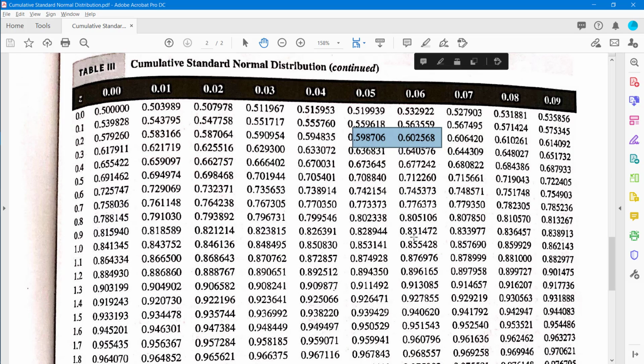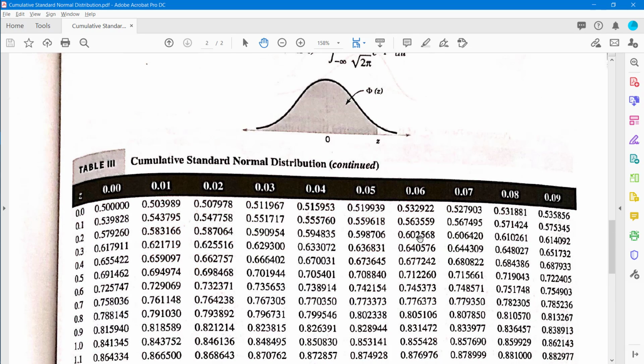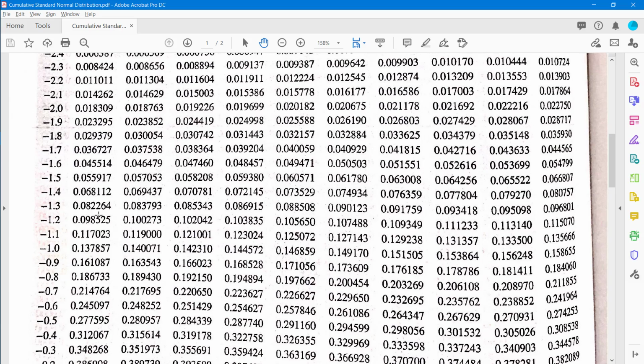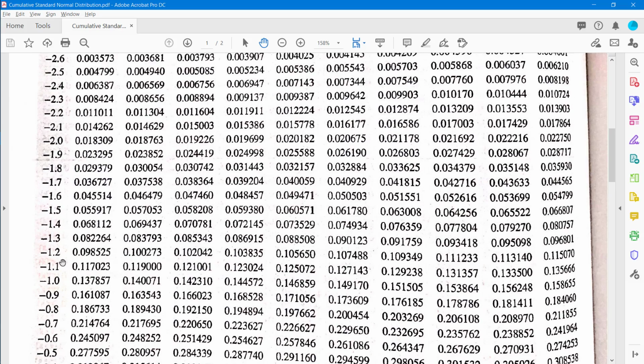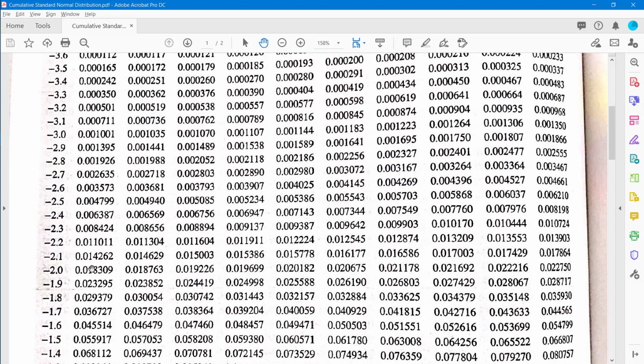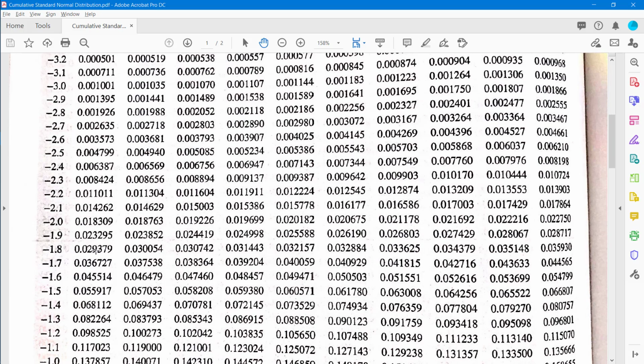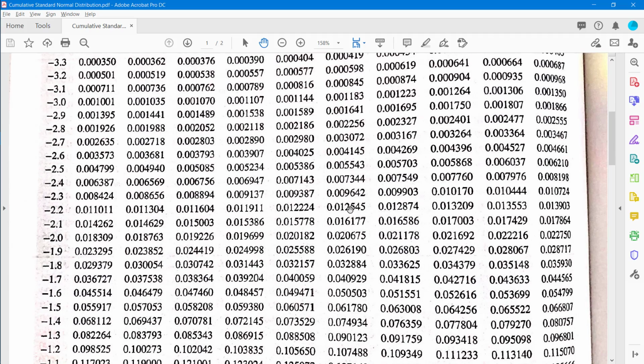Similarly, what is the Z value corresponding to 0.10? We go all the way here. 0.10 would be a value between minus 1.2 and the first and second columns, which are 9 and 8. So it will be here, 2.3, so it will be minus 2.33 approximately.